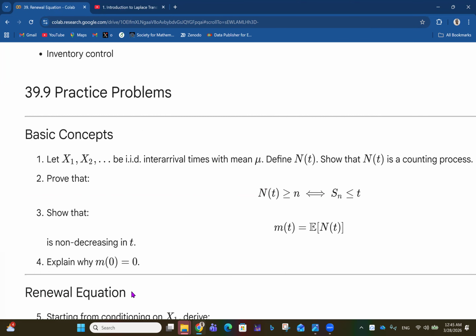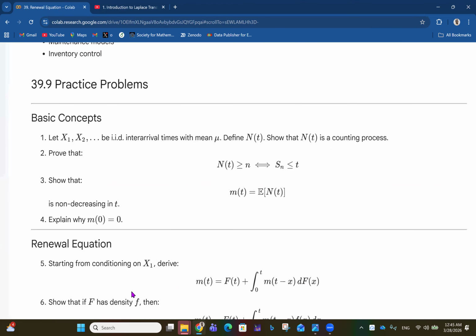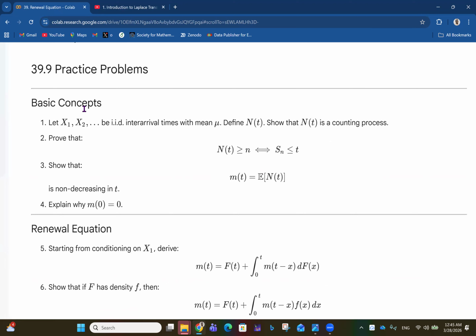So that takes us to practice problems here. Let X1, X2, and so on be independent and identically distributed interarrival times with mean mu. Define N of t and then show that N of t is a counting process. Prove that N of t greater than or equal to n implies that Sn is less than or equal to t. Then show that m of t, the expected value of N of t, is non-decreasing in t. Then explain why m of 0 is 0.